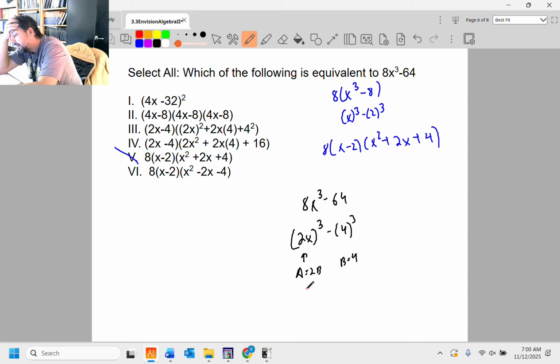All right, so where am I at? A is 2x. So I'm going to have a 2x minus a 4. I'm going to square 2x and get 4x squared. I'm going to add the product of 2x and 4, which is 8x. I'm going to add a 4 squared, which is 16. And there is my other one.